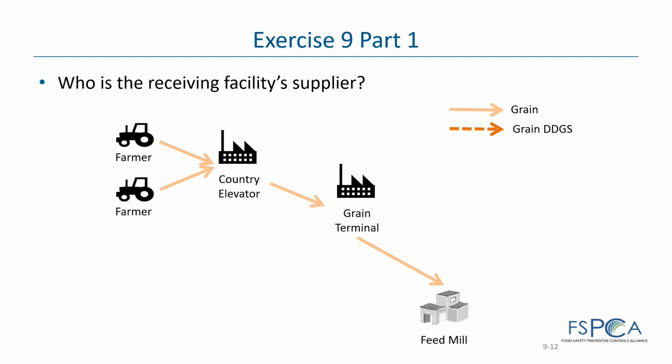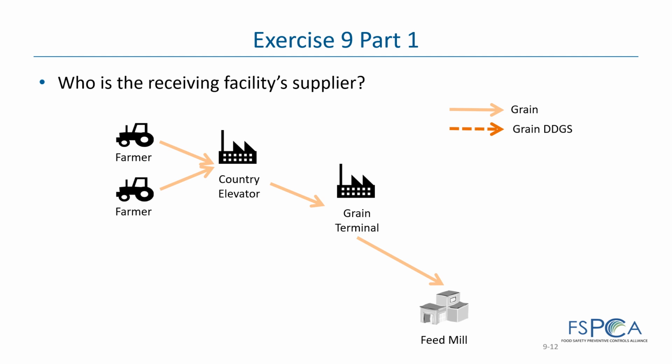If you answered that the feed mill was the receiving facility, you are correct. This feed mill is subject to Subpart C. They're trying to find ways to implement preventive controls to control these hazards. Okay, but who is their supplier? If you think about this, we have two farmers on the screen that are going to be their suppliers. The grain terminal didn't do anything of consequence. The country elevator didn't do anything of consequence. But the farmers do fall under that supplier definition because they grow the food itself, they grow the ingredient itself. So we have two farmers on the screen that are suppliers.